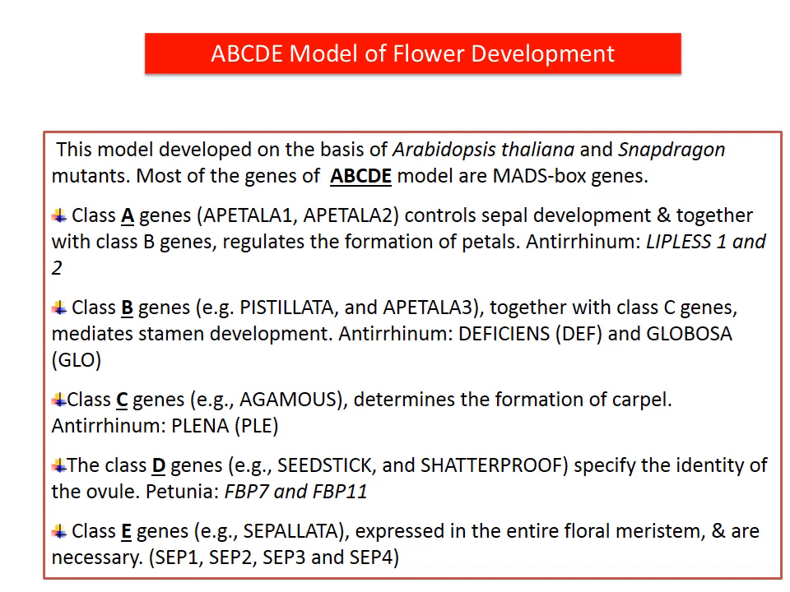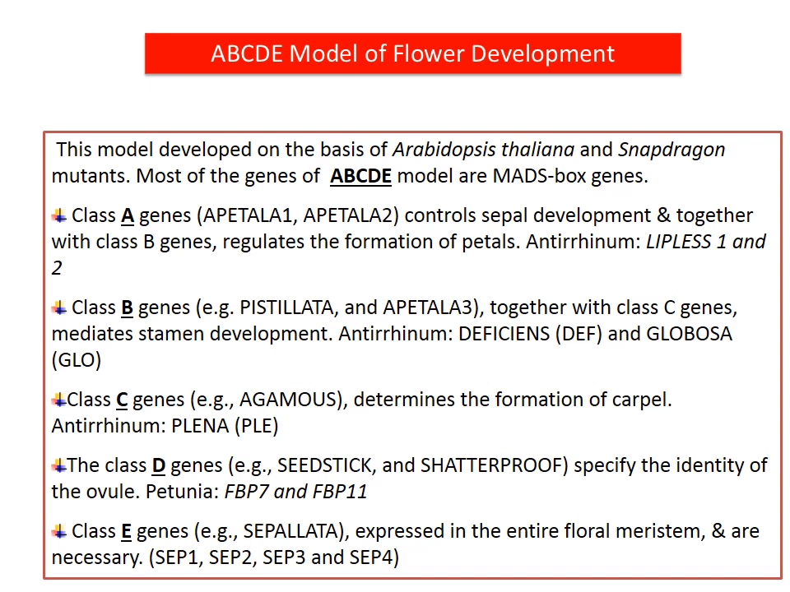the formation of petals. That is taken from Antirrhinum lipless 1 and 2. Class B genes, for example Pistillata and Apetala 3, together with class C genes mediate stamen development. In Antirrhinum it is deficiens and globosa. That means Pistillata and Apetala 3 in Arabidopsis, and in Antirrhinum deficiens and globosa.